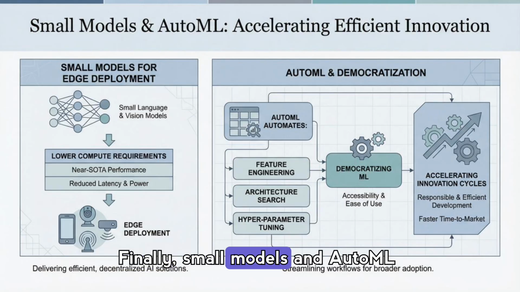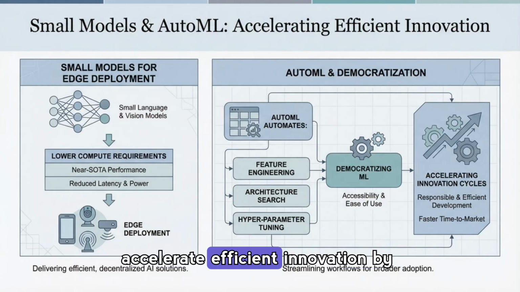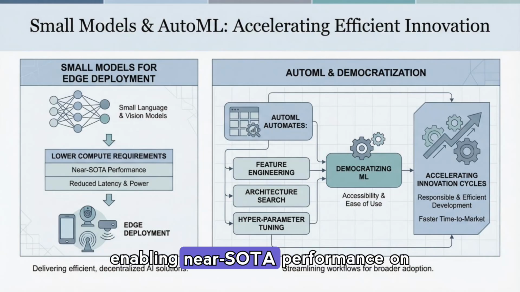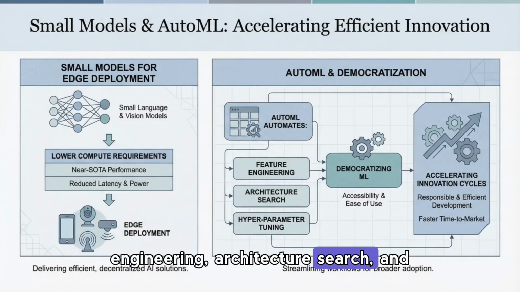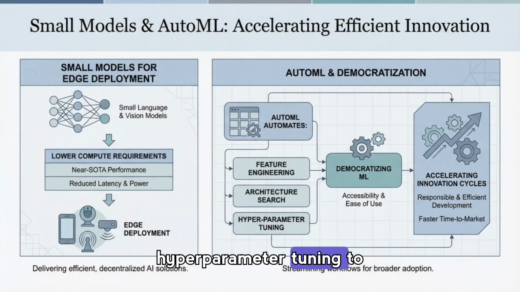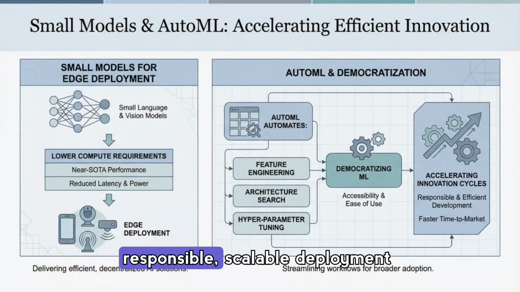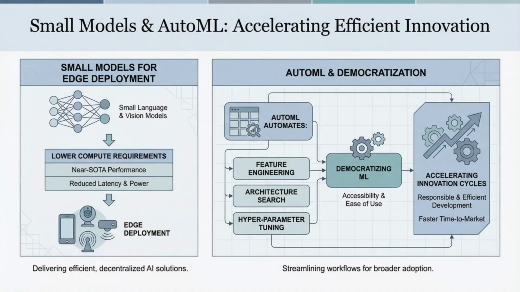Finally, small models and AutoML accelerate efficient innovation by enabling near-SOTA performance on edge devices with lower compute, and by automating feature engineering, architecture search, and hyperparameter tuning to democratize ML, reduce time to market, and make responsible, scalable deployment more achievable.